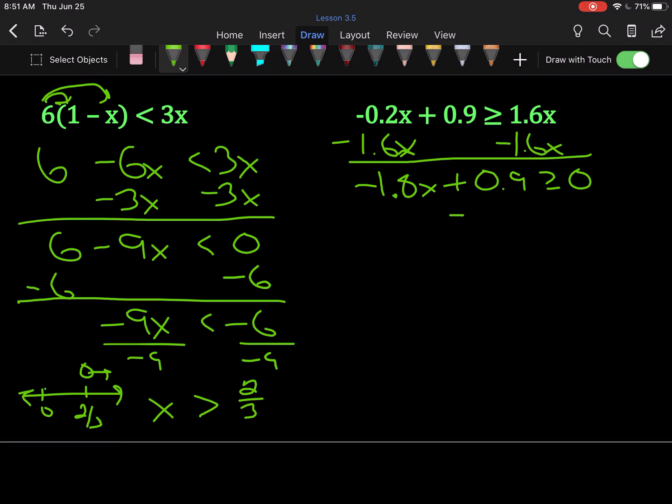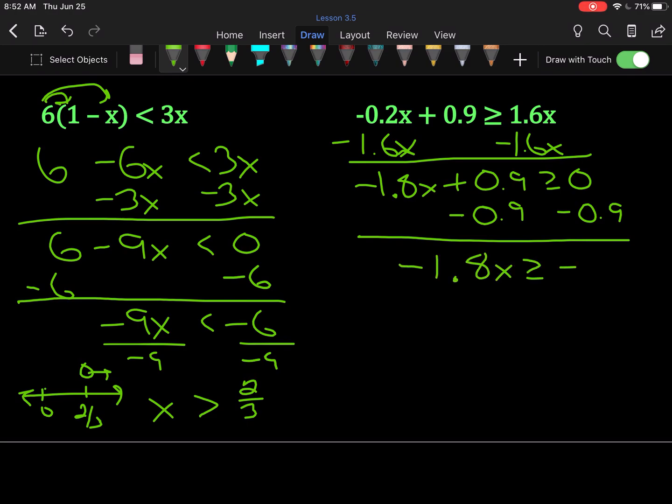Now we're going to take this 0.9 and make it go to the other side because it's a number without a variable and that's where it goes. So when we do that, it becomes negative, and now we have negative 1.8x is greater than or equal to negative 0.9.